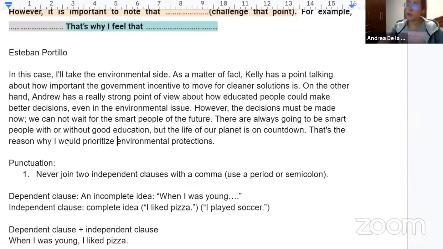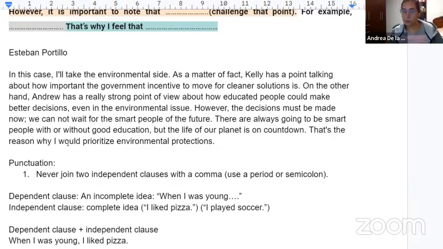environmental protections, because the question isn't really, do you support environmental protections? Technically, you could support environmental protections, but even if you support environmental protections, you could believe that education is more important, right? Like Andrew's point was that. So careful with the content.